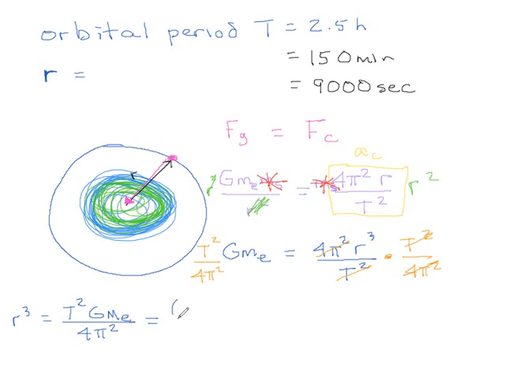Okay, so the period is 9,000 seconds. Don't forget to square it. G is the gravitational constant. It's 6.67 times 10 to the minus 11. That's true all over the universe. It's not attached to any particular planet. It's just how strong gravity is in our universe.